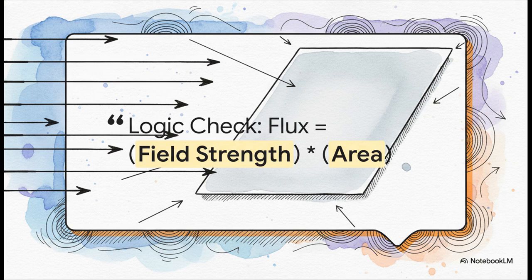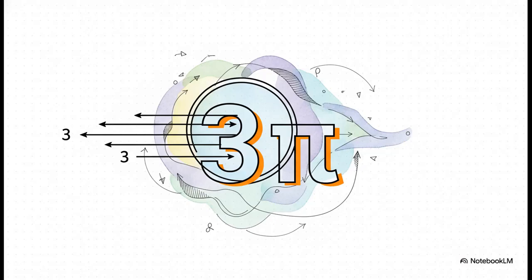Since our flow is constant and it's hitting the surface perfectly perpendicularly, the total flux should just be the strength of that flow multiplied by the area of the disk. It gives you a great ballpark for what the answer should be. And would you look at that?